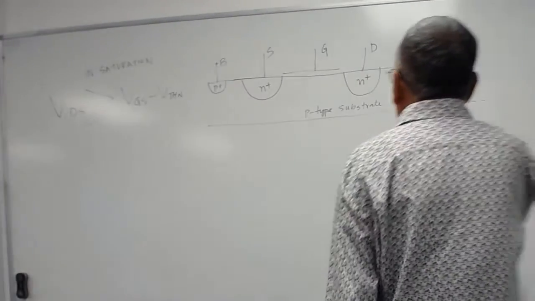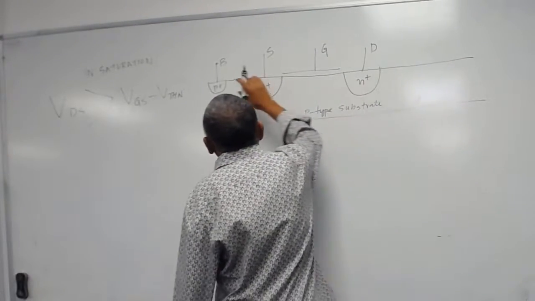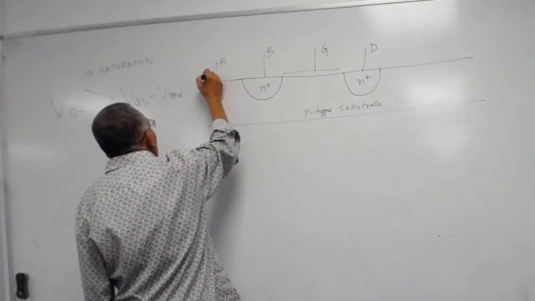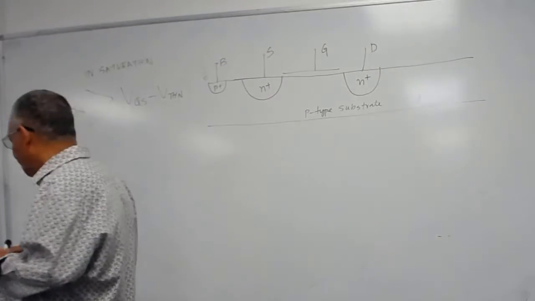So this one is a P-type substrate and body and source. So you can ground it like we did. We ground the body.